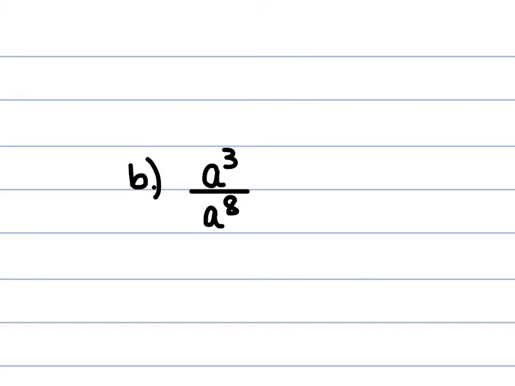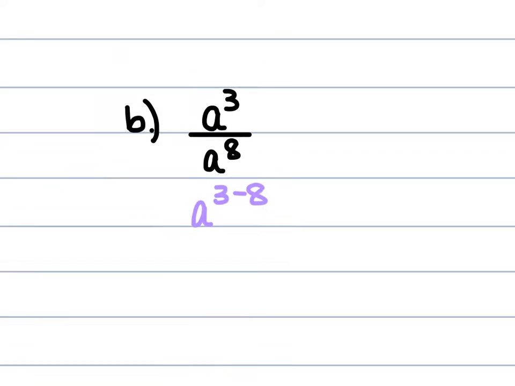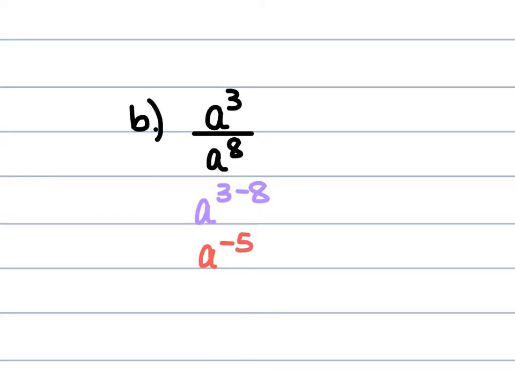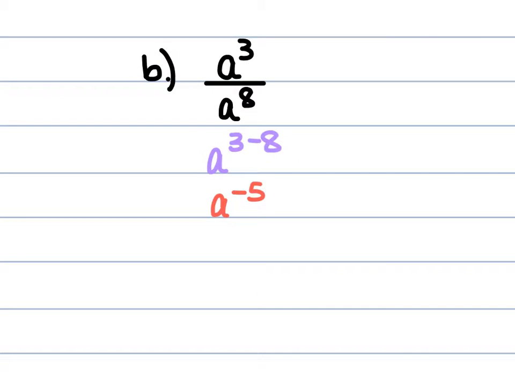For B, we have a cubed over a to the 8th power. So again, we're going to keep the a, subtract those exponents. The 3 minus 8 is negative 5. You cannot keep a negative exponent. So in order to turn that exponent to be positive, you have to bring it into a fraction and take the reciprocal of it. So it's going to be 1 over a to the 5th. So the rule is you can't keep a negative exponent. You have to take the reciprocal of the term to turn that exponent to be positive.